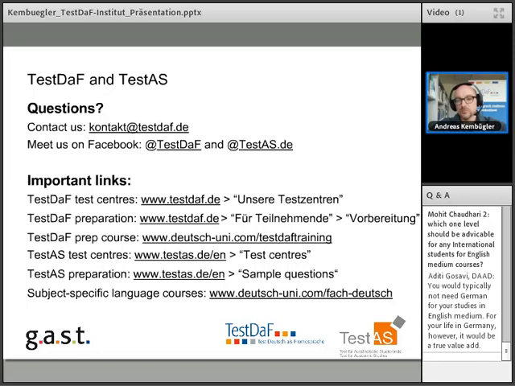Yes, of course. Since the TestDaf is accepted by all German universities, it's of course absolutely sensible to show the TestDaf if you want to apply for a medicine program or something like that. So absolutely. And you won't show another certificate. The TestDaf will be enough.